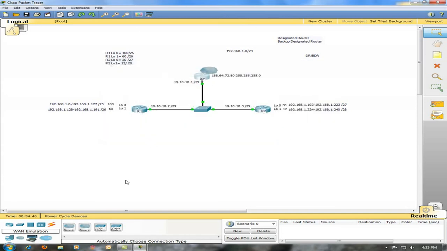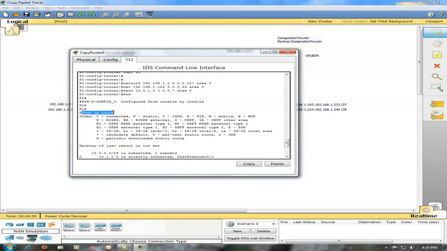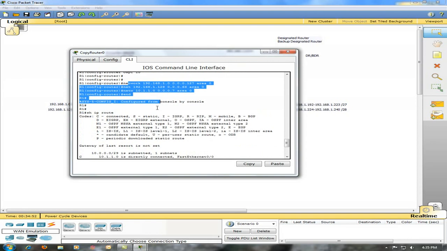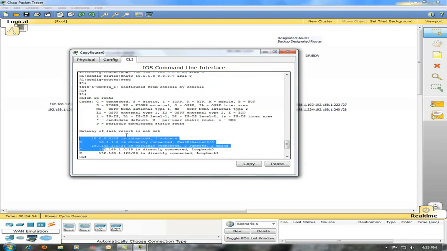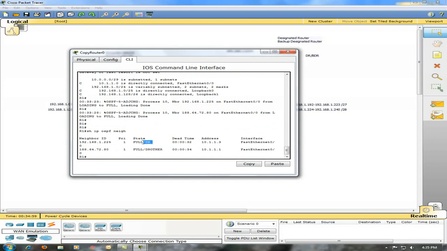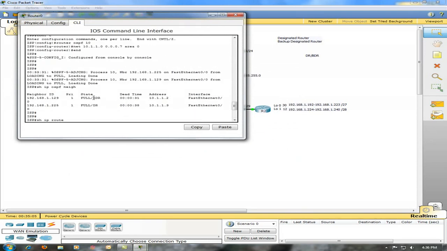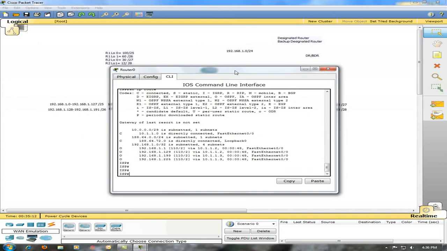Well, why did it take them so long to establish these adjacencies? Why, when I entered show IP route up here, right after I configured OSPF on everybody, didn't I get networks up right away? It's because they had to elect a designated router and a backup designated router. Well, who's to say who the DR and the BDR are?